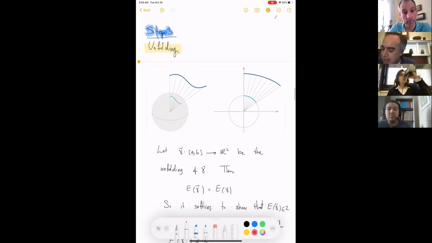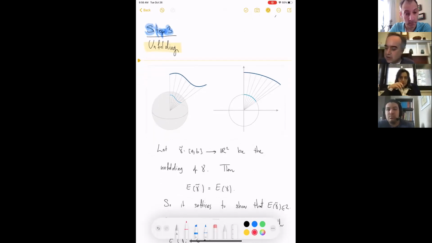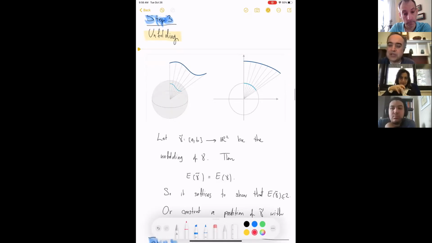So it means that when you unfold your curve, it has the same exact efficiency, because remember, the efficiency depends only on the distance from the center and the angle. So this is nice because now you have reduced your problem from a problem in space to a problem in the plane. Although notice that when you unfold, it's not necessarily going to be a closed curve anymore. It will be just a curve that spirals around the circle.